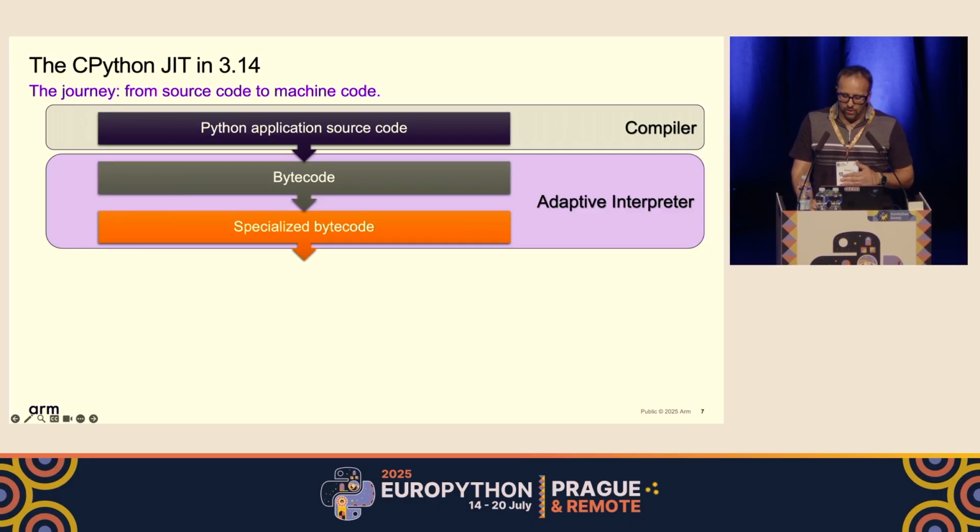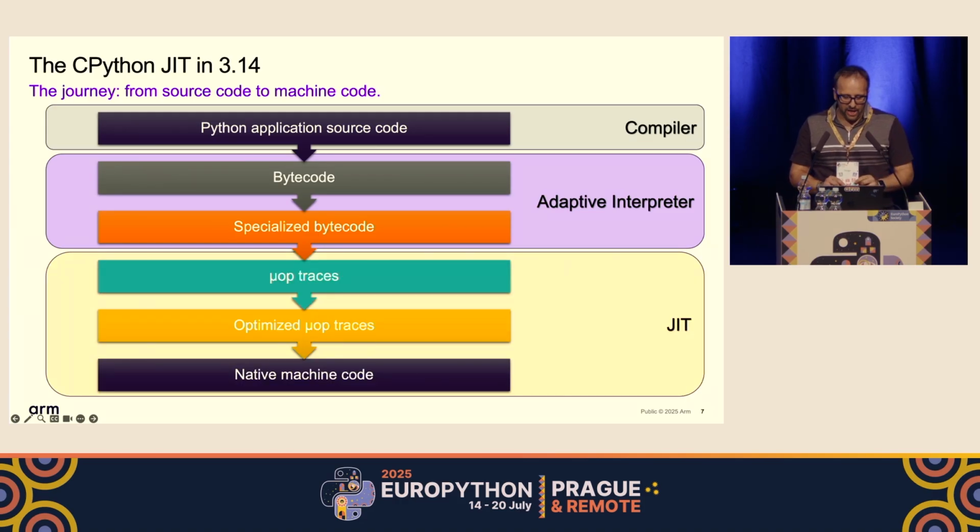While running, it collects profiling information: what types are used, which bytecodes are hot, and how values flow through the code. Based on that, the interpreter starts rewriting bytecode instructions with more efficient specialized versions, the ones that assume specific types or behavior.